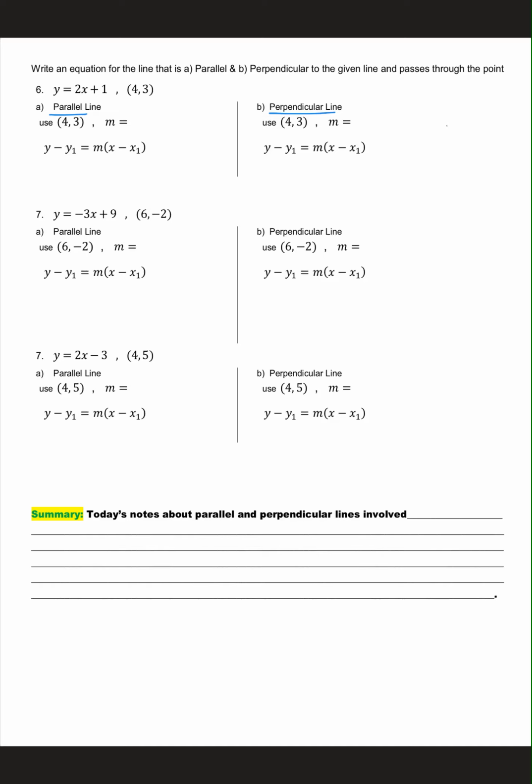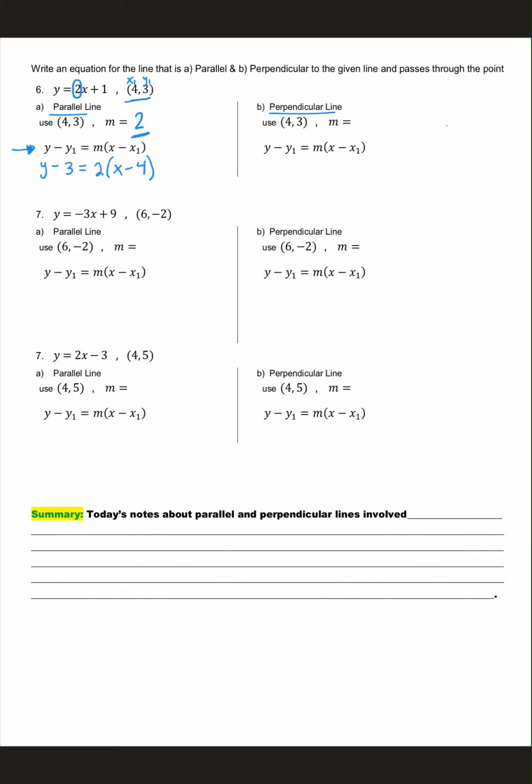So they give us the point (4, 3), and they give us a line, so we need to know the slope. For a parallel line, they have the same slope, and my slope here is 2, so my m here will also be 2. I gave you point slope form here because you always start in point slope form. Here is my x1, here is my y1, because it's the only point they gave me. I plug it in and get y minus 3 equals 2 times x minus 4.